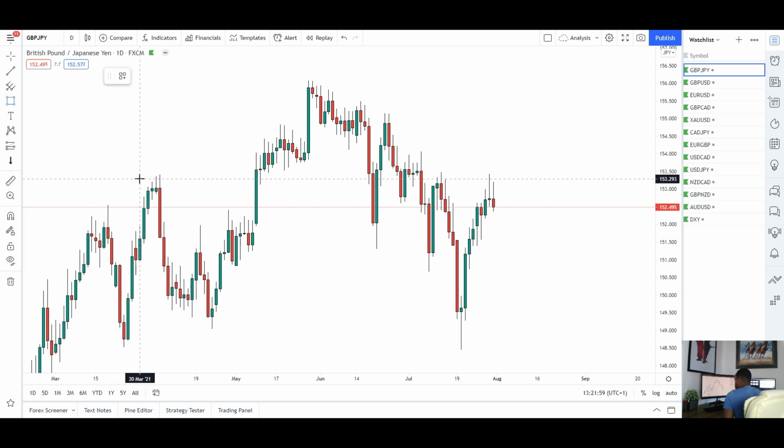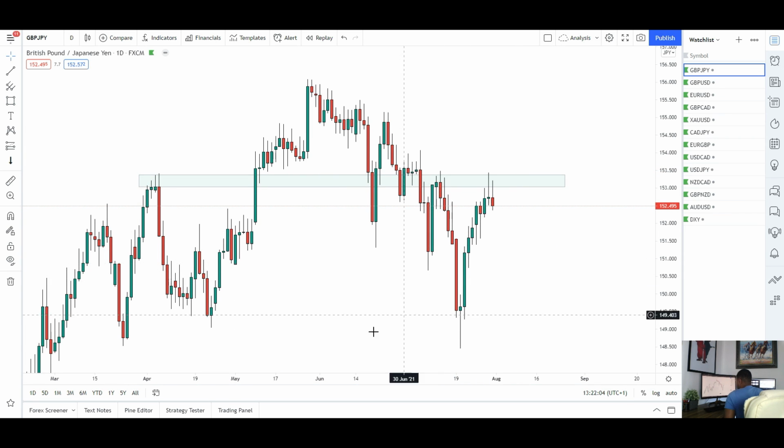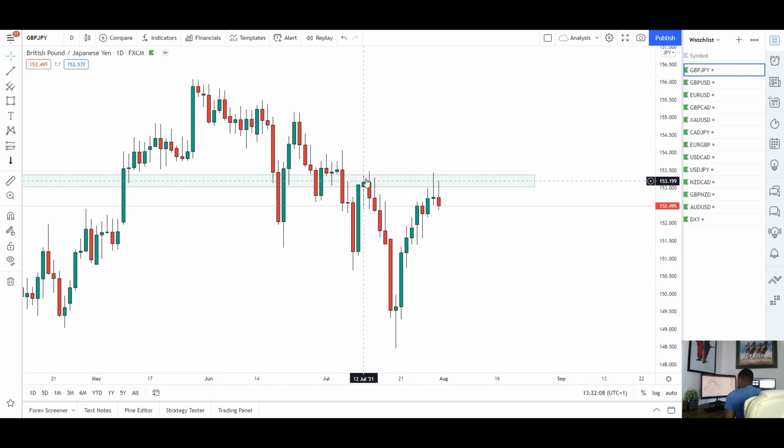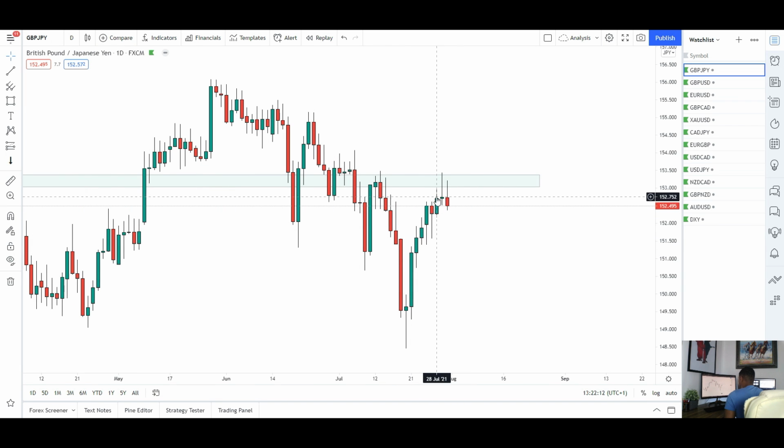So for this pair, as you can see, we're back at a really key level of resistance in the market, around the 153 area. As you can see, really nice resistance, nice sell off there, and it was acting as resistance there again, and will be acting as resistance there again. As you can see, those wicks there, 1, 2, 3.